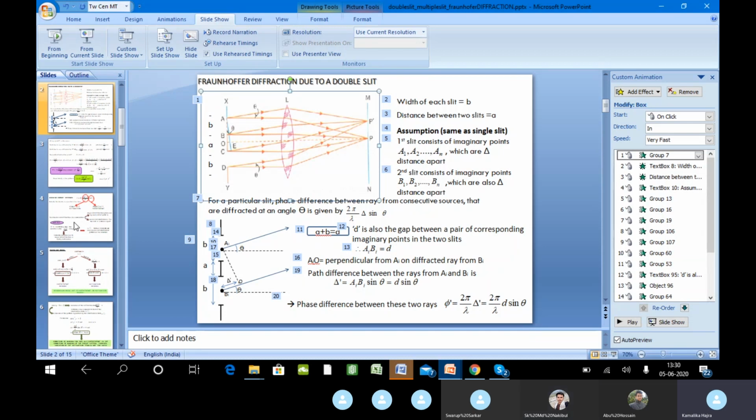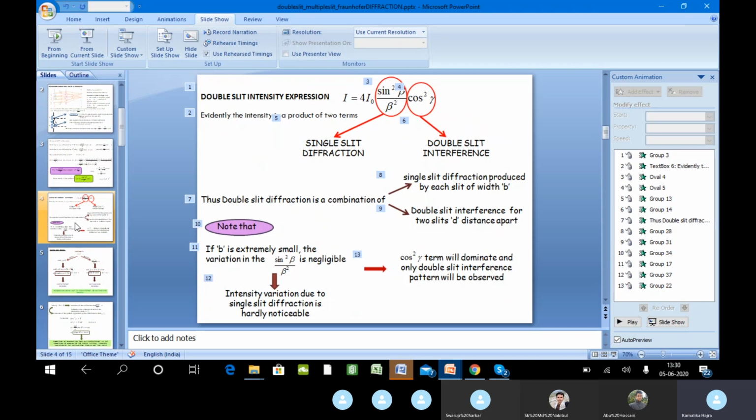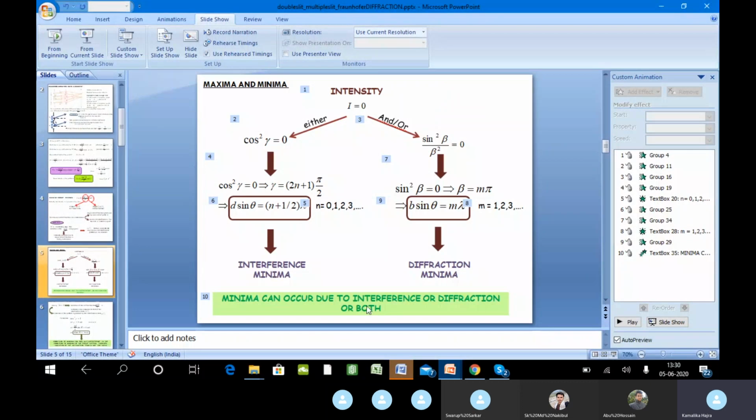So that is why the interference term is a combination of two terms, sine square beta by beta square and cos square gamma. All right. Now we see that the minimum is due to 0 for both. So since the intensity is a product term, if any one of them becomes 0, then the intensity will be 0.